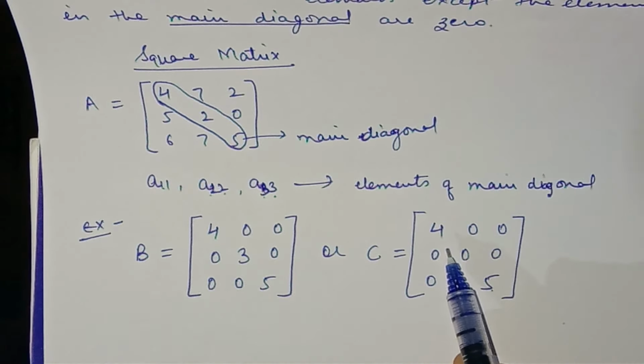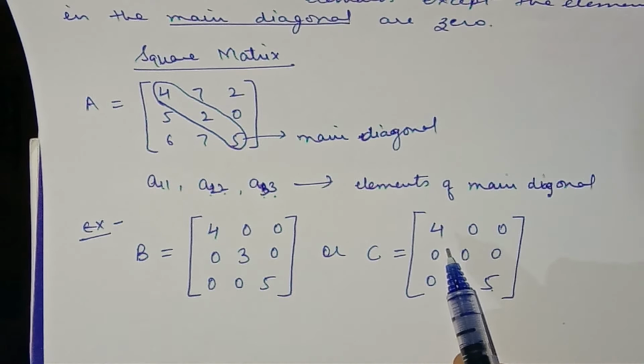In case of an upper triangular matrix, all the elements below the main diagonal are 0, and in case of lower triangular, all the elements above the main diagonal are 0. So matrix D and matrix E are the examples of upper triangular and lower triangular. As you can see, the elements below the main diagonal are 0 in case of upper triangular, and in case of a lower triangular, the elements above the main diagonal are all equal to 0. That is the case of a lower triangular matrix.